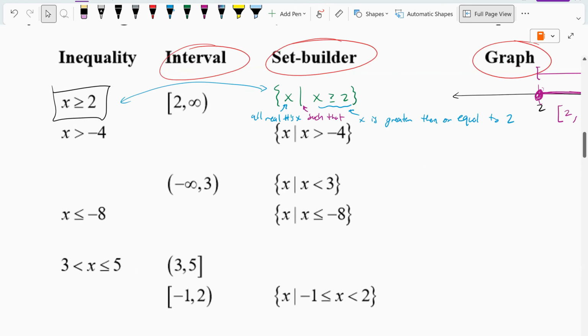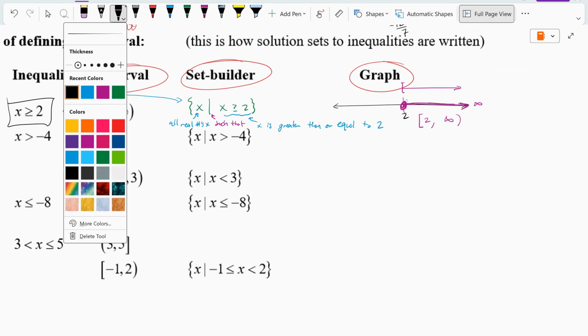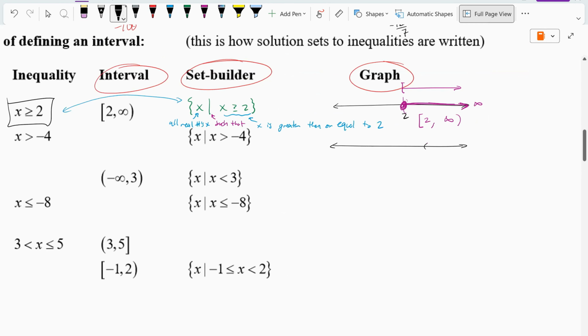x is greater than -4. We find -4 on the number line. Maybe I should draw 0 and -4. Do I want to shade to the right or to the left? Is 10 or -10 a solution? Is 10 larger than -4? Yes, so I should shade that side. 10's over here, so I should shade over here.